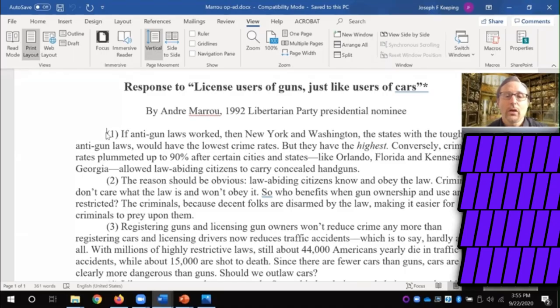If anti-gun laws worked, then New York and Washington, the states with the toughest anti-gun laws, would have the lowest crime rates. But they have the highest. Conversely, crime rates plummeted up to 90% after certain cities and states, like Orlando, Florida, and Kennesaw, Georgia, allowed law-abiding citizens to carry concealed handguns.